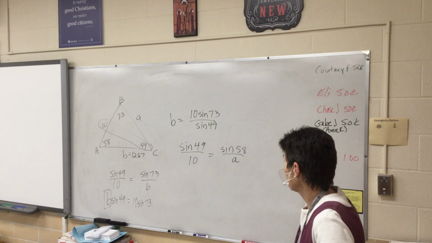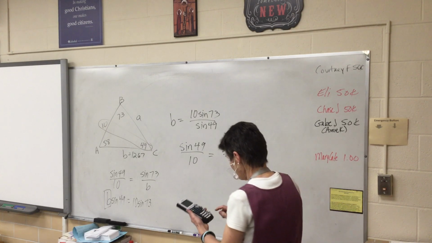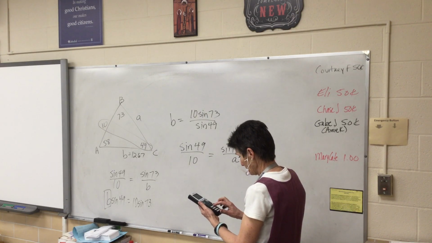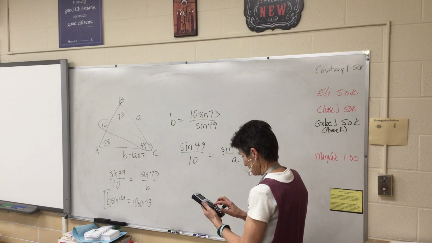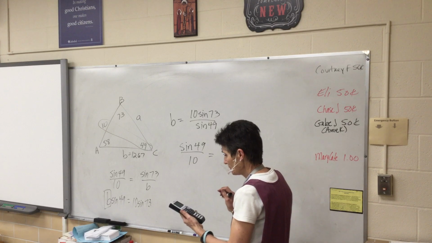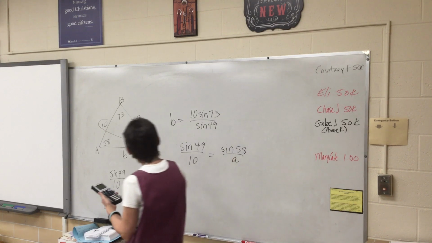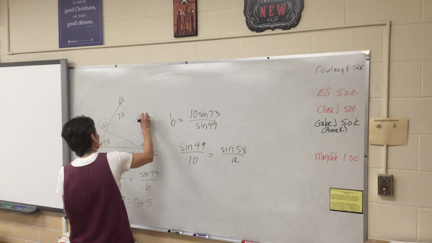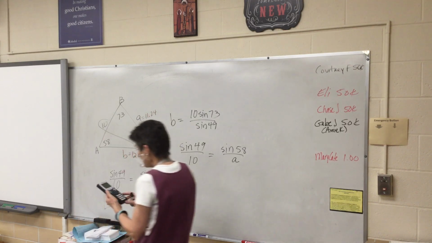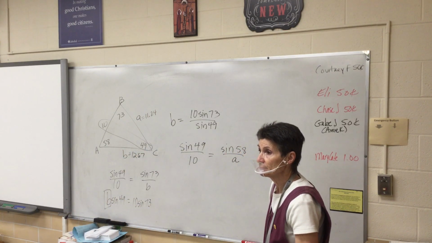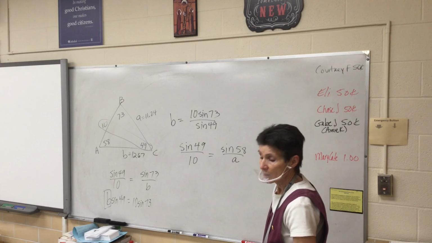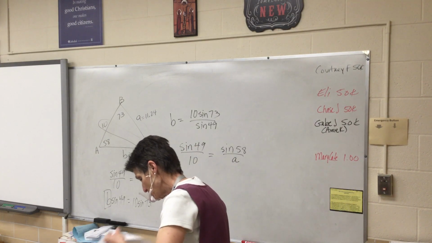So double check. All right, anybody got A yet figured out? 10 sine 58 over sine 49. You should have gotten 11.24. Anybody have a question about that? Everybody good with 11.24? Okay, next page.